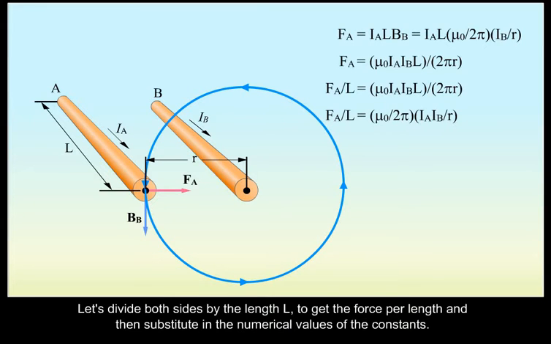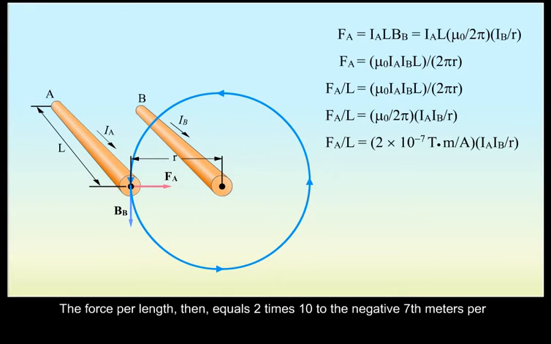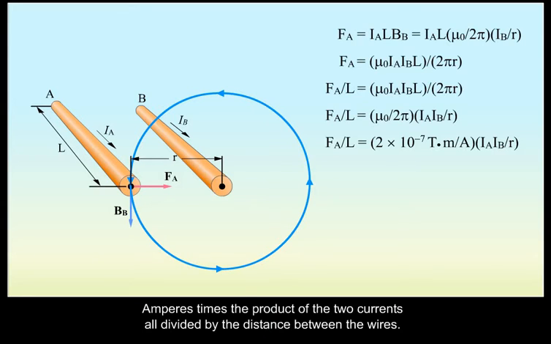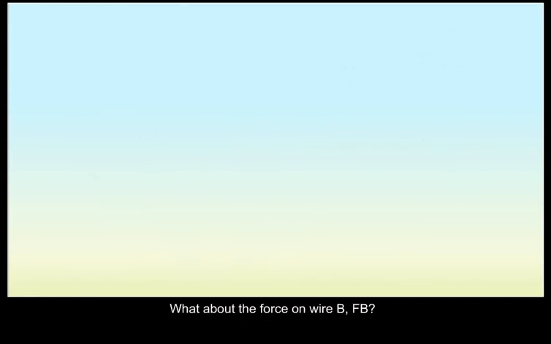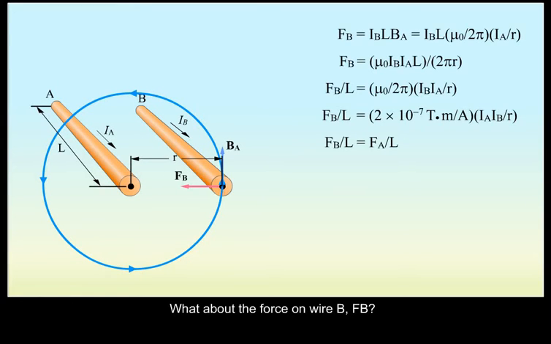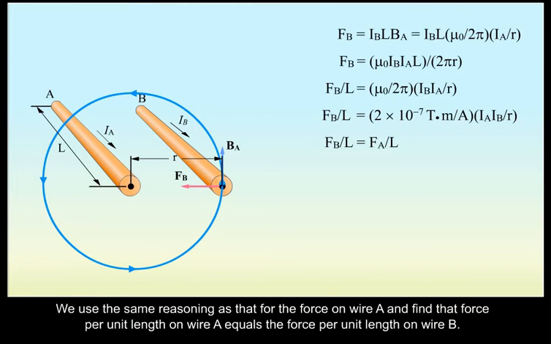Let's divide both sides by the length L to get the force per length and then substitute in the numerical values of the constants. The force per length, then, equals 2 times 10⁻⁷ newtons per ampere squared times the product of the two currents, all divided by the distance between the wires. What about the force on wire B, F_B? We use the same reasoning as for the force on wire A, and find that the force per unit length on wire A equals the force per unit length on wire B.